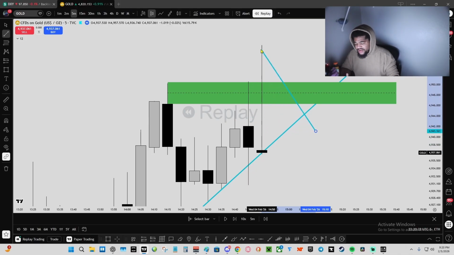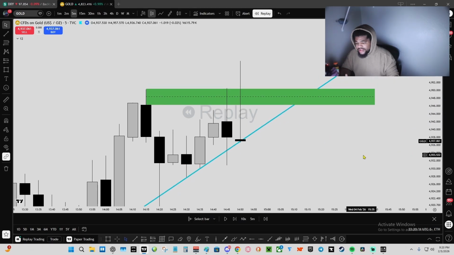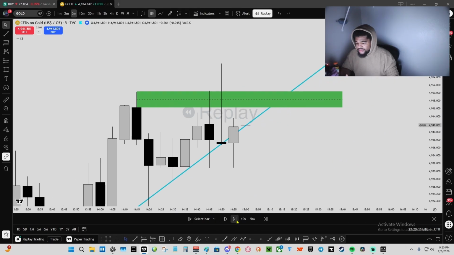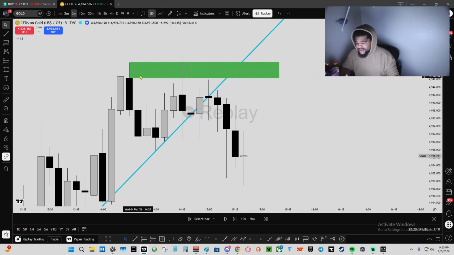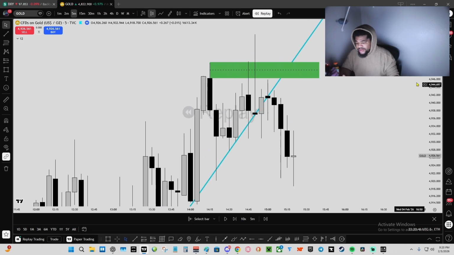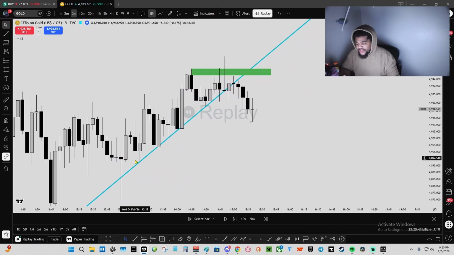Do you see how the heroes aren't able to create any hero candles above this area? Now let's keep watching. Do you see that? Are you seeing that? The villains pushed the heroes away. Now you have to remember, the narrative is heroic, right?